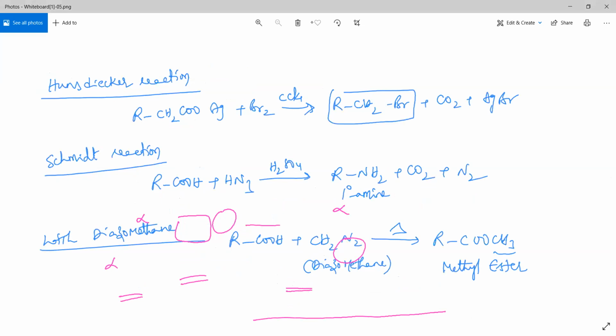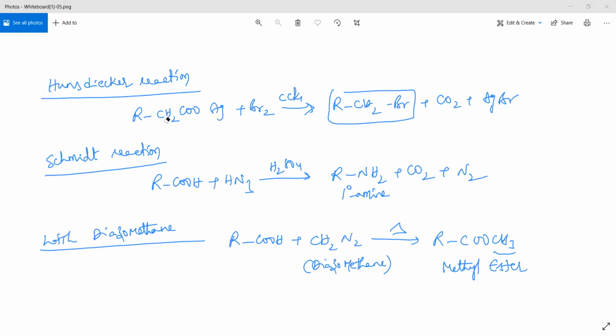Hunsdiecker reaction we already discussed in haloalkanes and haloarenes. When silver salts of carboxylic acids are treated with bromine, you will get the corresponding alkyl halides. Schmidt reaction, previously we discussed, gives primary amines; N3H means hydrazoic acid. And with diazomethane, it gives ester.